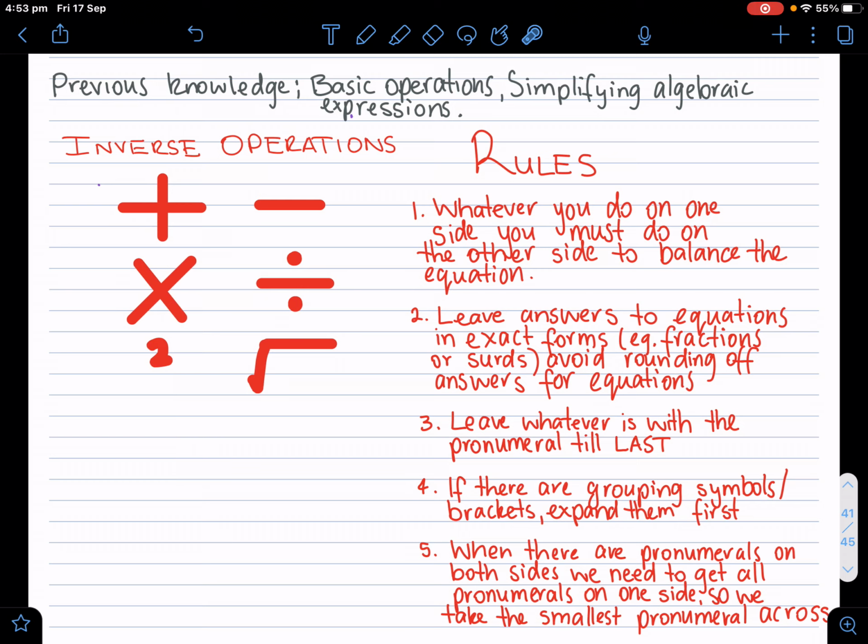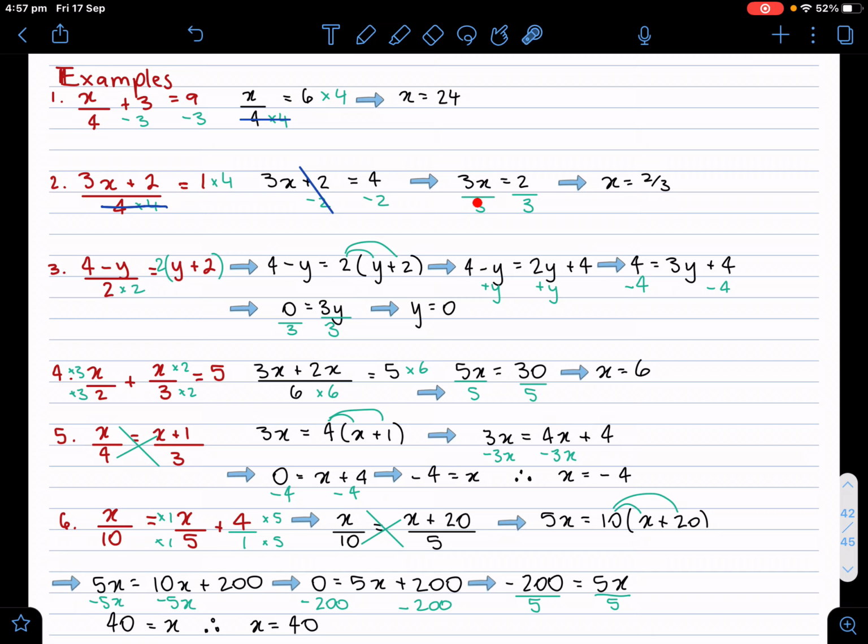And now I have divided by 3. Why? Because that's 3 times x, and the opposite of 3 times x is divided by 3. Whatever I do on one side, I have to do on the other. So now that 3 is eliminated, I have x equals 2 over 3. And I've left it as a fraction because it's not a terminating decimal or a whole number.